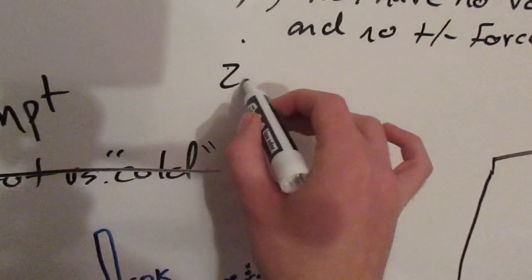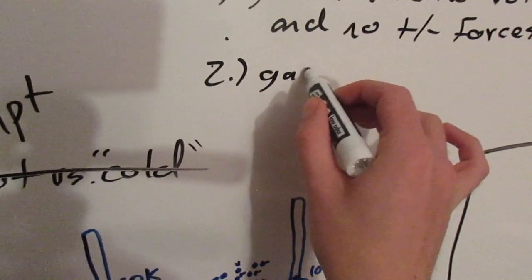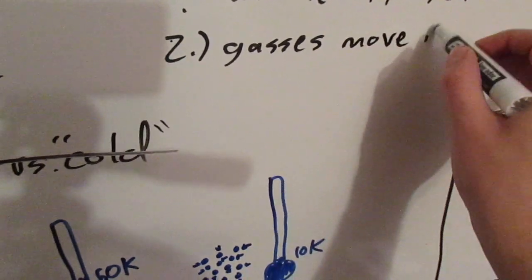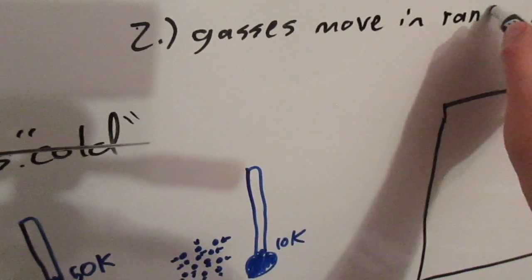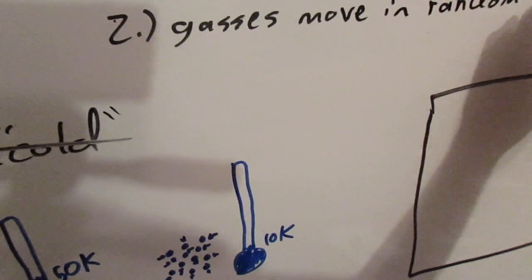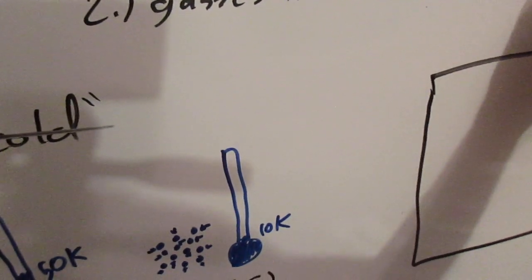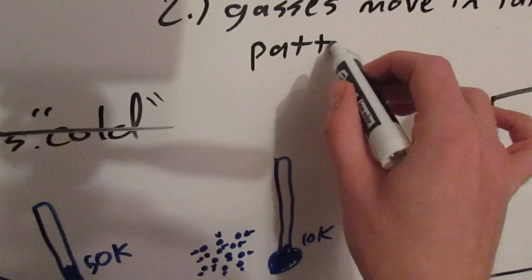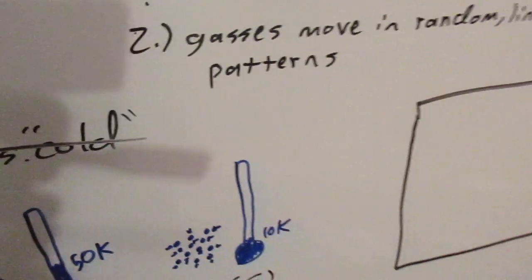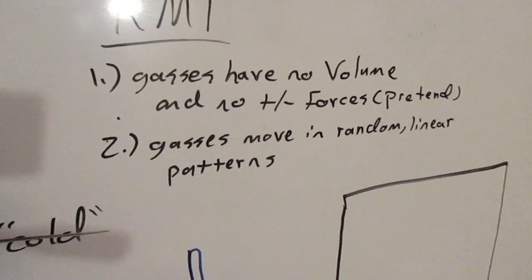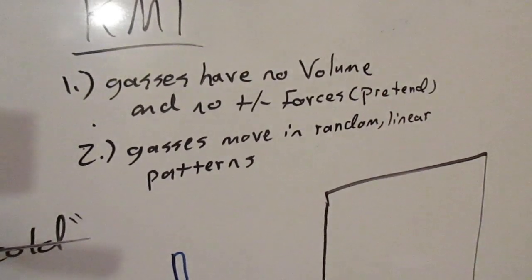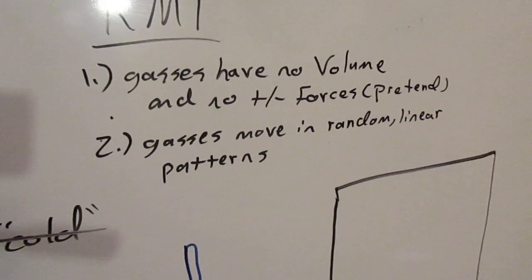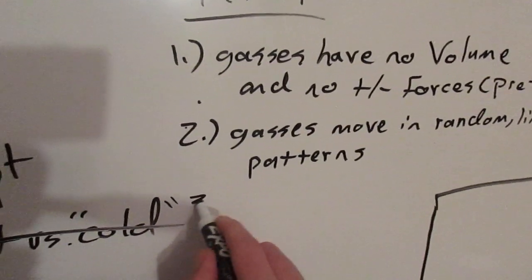Number 2, gases move in random linear patterns. You can't predict where they go, kind of like all those markers I just flicked around. There's no way of you possibly knowing where that is. And we can continue from here.